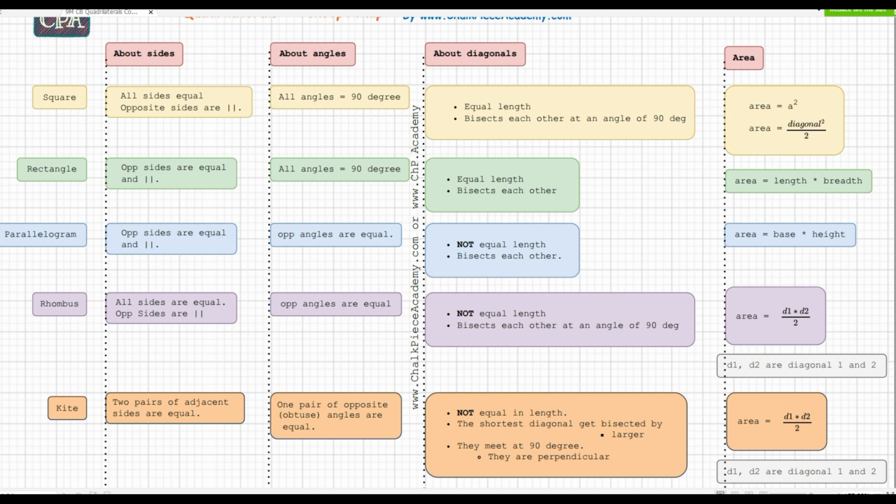Area is given by base into height. So always recall what we are dealing with and then proceed to figuring out the answer. If you don't know the properties, don't attempt such questions.